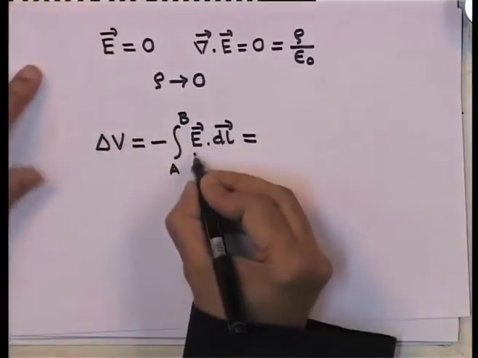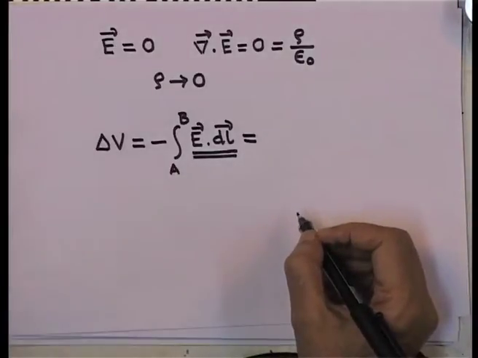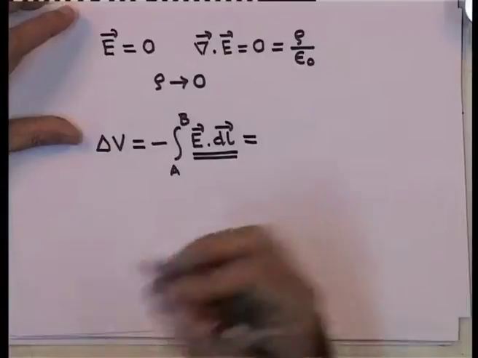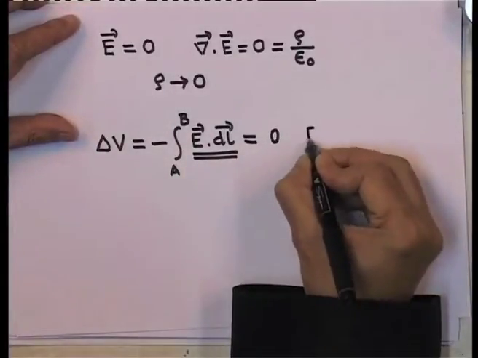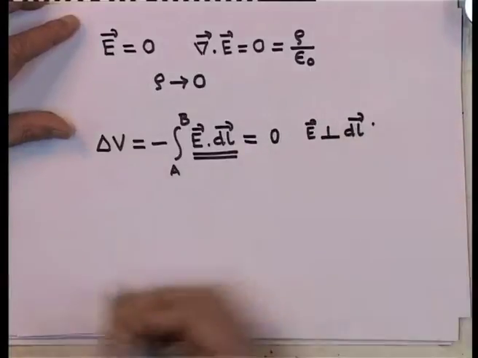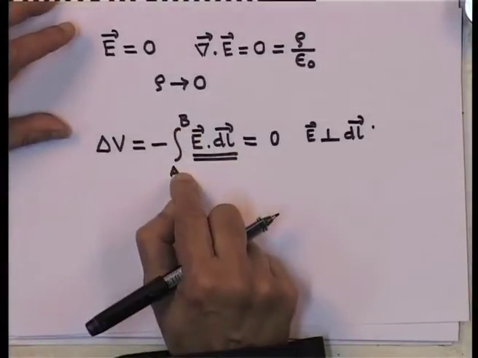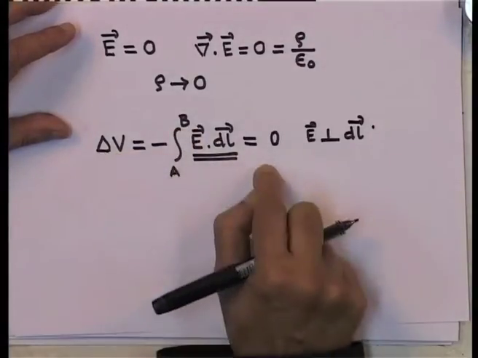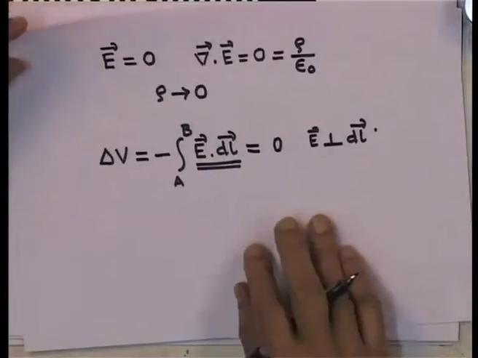I know that E is perpendicular to the direction of dl, because E is normal to the surface and dl is on the surface. So, this is equal to 0, because electric vector is perpendicular to dl. So, for any 2 points A and B, the potential difference is 0, which implies that the surface is an equipotential.